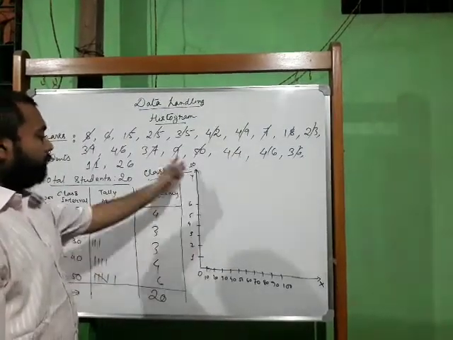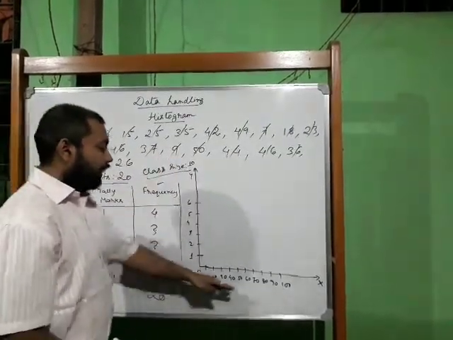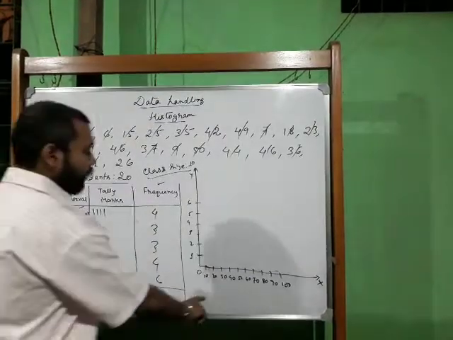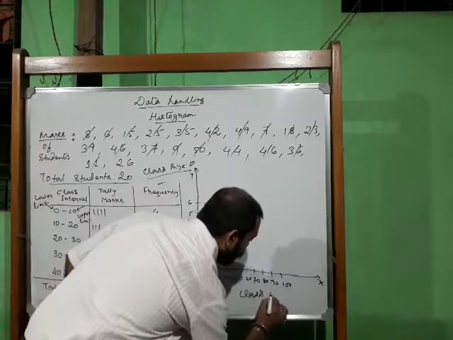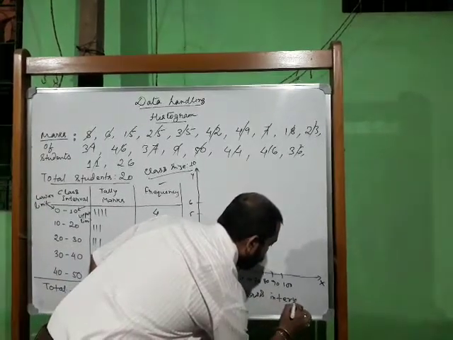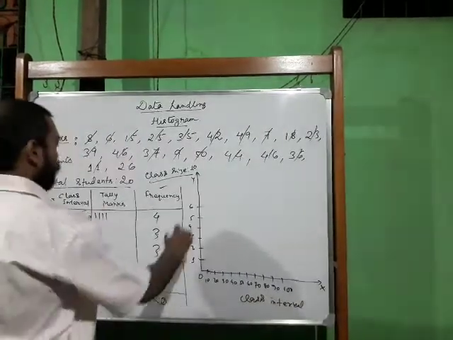In the y-axis we are plotting the frequency, and in the x-axis what are we doing? We are plotting the class interval. This side it is the class interval, that is the marks of the students. Okay, and this is the frequency.